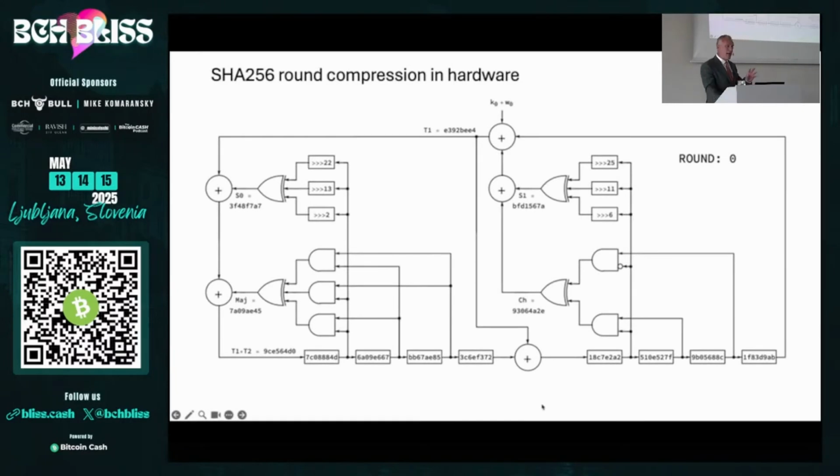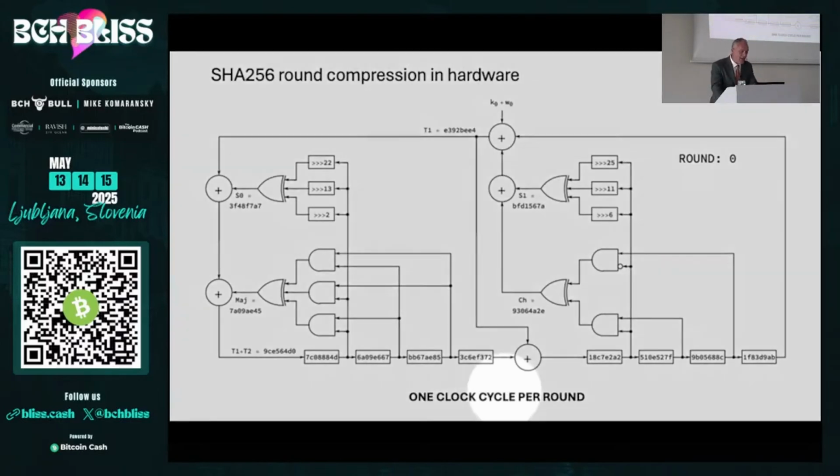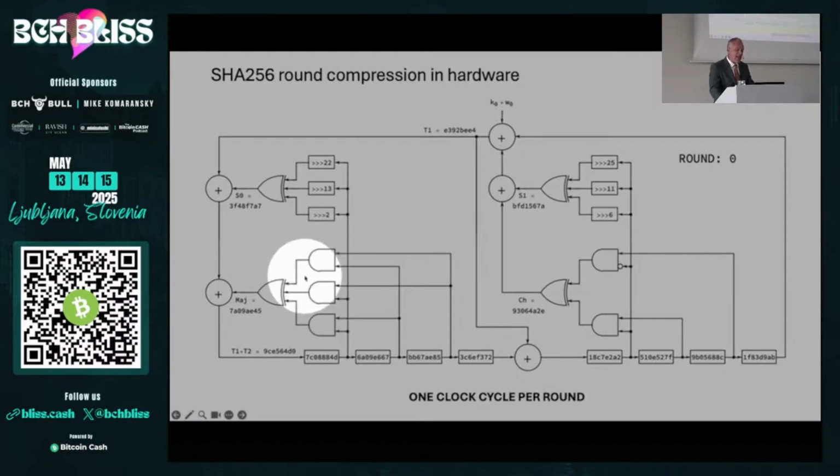So what's really cool about SHA-256 and hardware is each round of the compression algorithm takes only one clock cycle. And that becomes obvious when you see the circuit, because all these AND gates and all these XOR gates, they all have that built-in while loop. So they're always performing the computation.